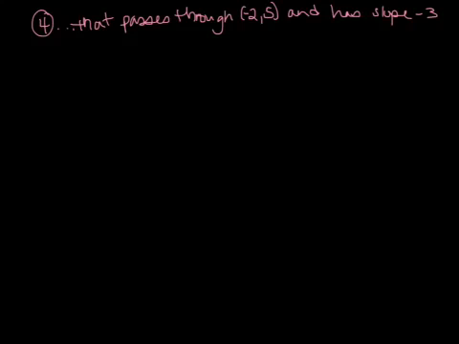For this next example, I would like you to press pause and then try this problem on your own. So our first step for this one is going to be to put it into either point-slope form or slope-intercept form. Point-slope, I'm going to use, and get y minus 5 equals negative 3 times x plus 2. That gives me y minus 5 equals negative 3x minus 6.